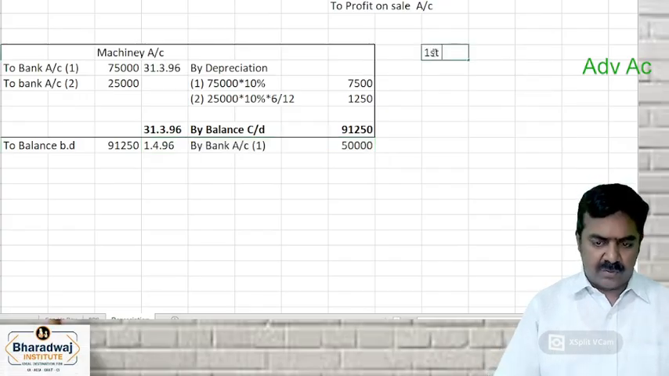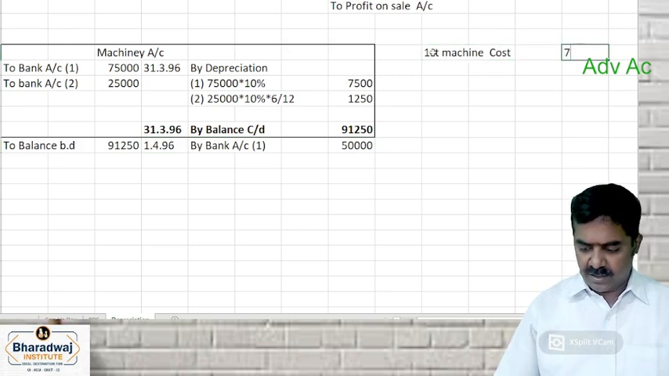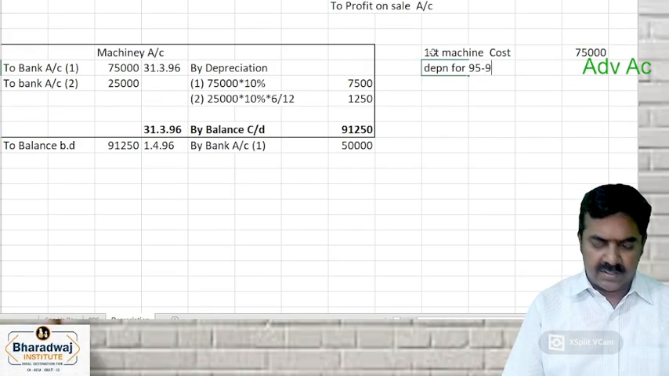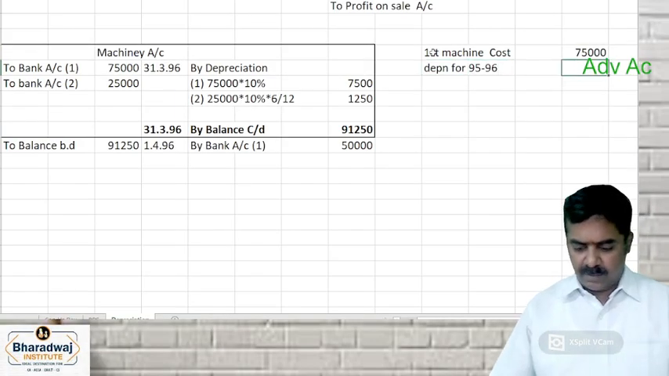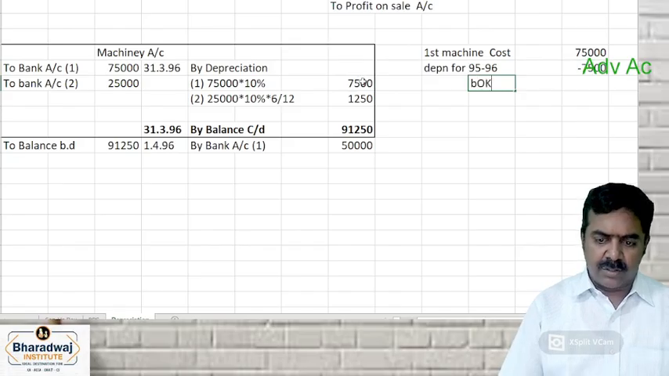Okay. First machinery. Listen to it. We can take it up later. What is the cost of the first machinery? 75,000. Depreciation for 95, 96, how much? 7,500. So that's all. No more depreciation. It is sold on the first day.